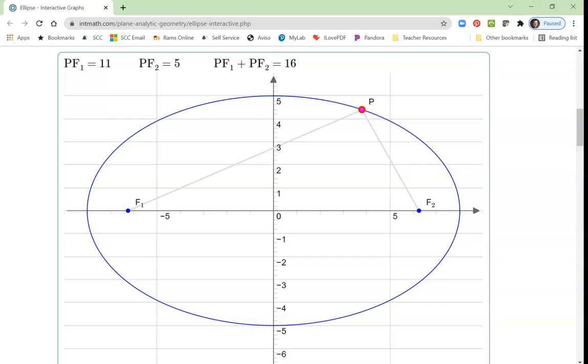So the idea here is if we could make like a peg or a nail or something right here in a board, and imagine that there's a nail here at this focus point, and I attach a string between the two focus points and make it where it's got some slack. Make it so there's some extra string.